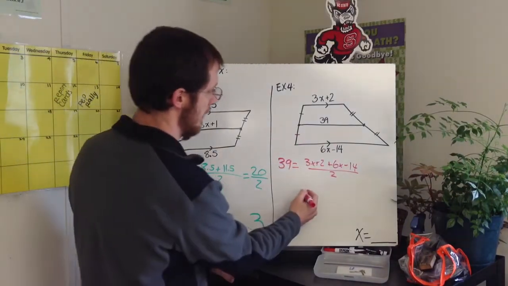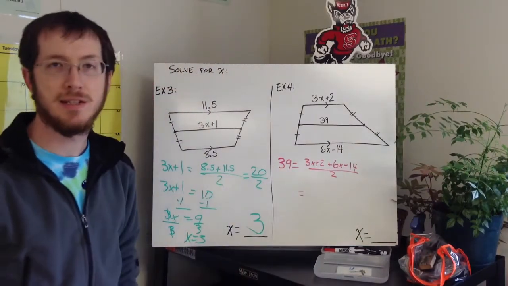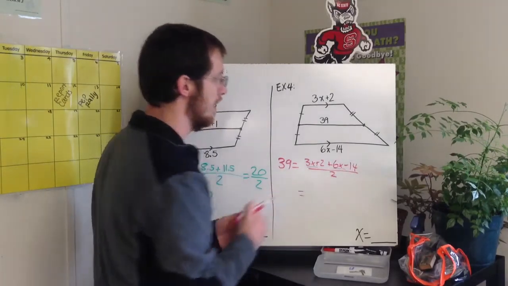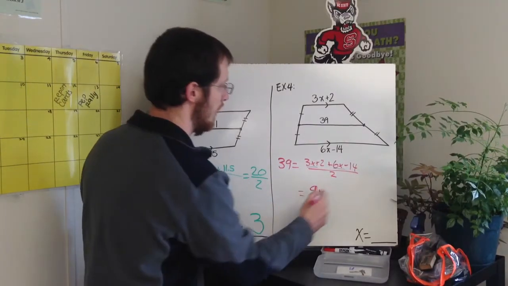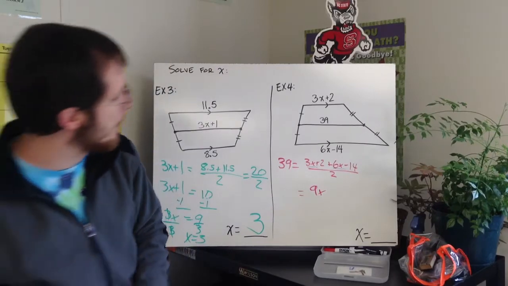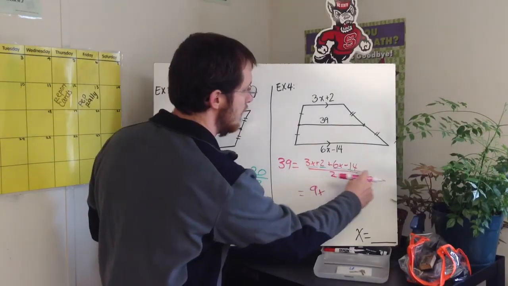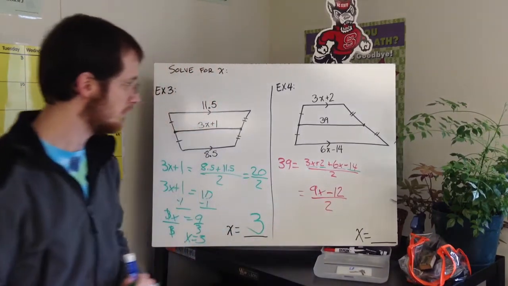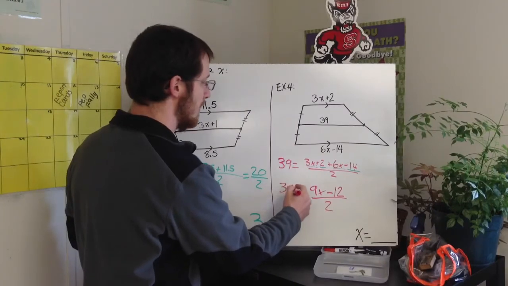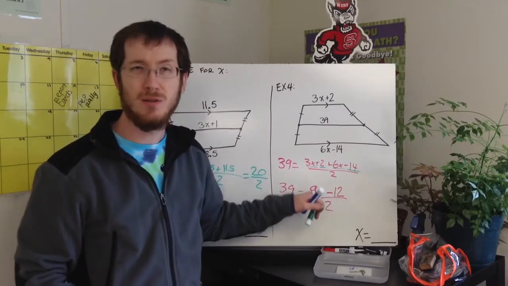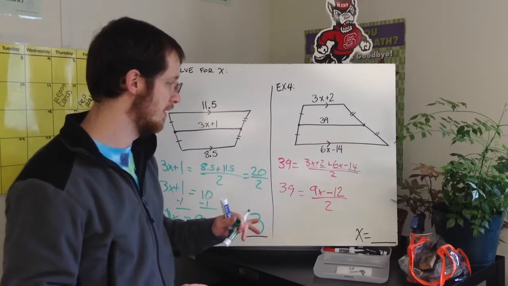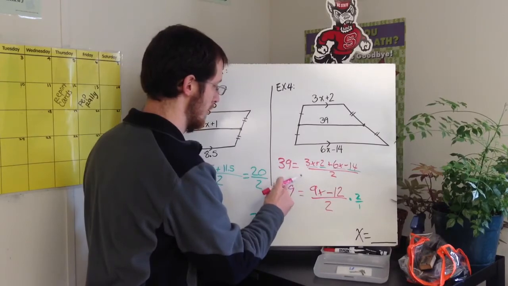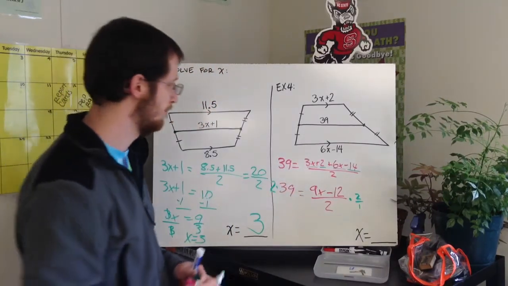Let's simplify. So we've got 3x plus 2 and 6x minus 14. I'm going to pick out some of our like terms. We've got our x terms here. And we've got a pair of constants here. We've got a positive 2 and a negative 14, so that makes negative 12. Okay, now we've got a choice to make. If we were to divide both of these by 2, then I'm going to have a fraction. I'm not a big fan of fractions, so I'm going to go ahead and multiply both sides by 2. So I won't have to deal with fractions yet.